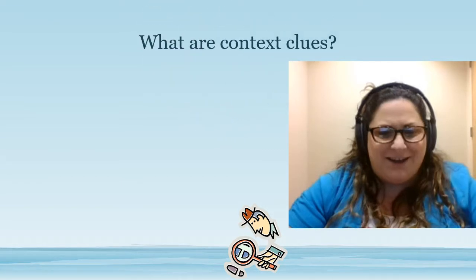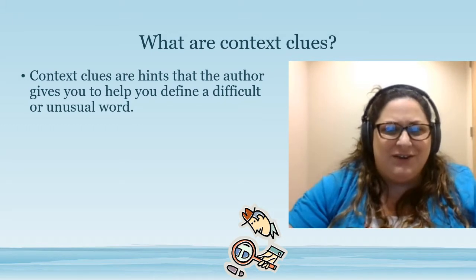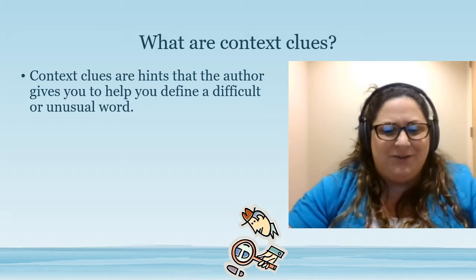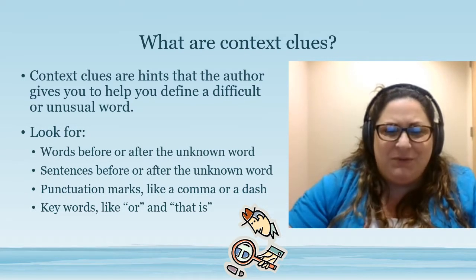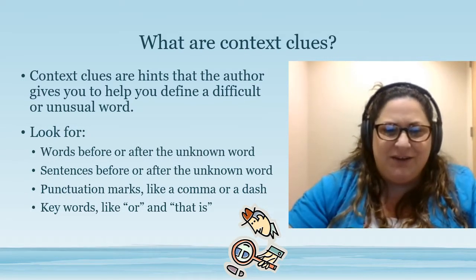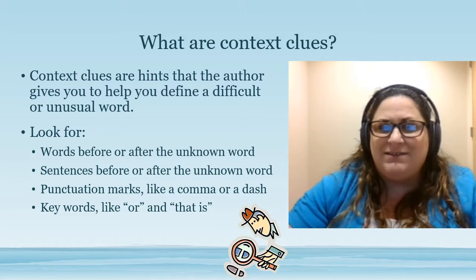So what are context clues? Context clues are hints that the author gives you to help you define a difficult or unusual word. Look for words before or after the unknown word, sentences before or after the unknown word, or punctuation marks like a comma or a dash, or keywords such as "or" and "that is."